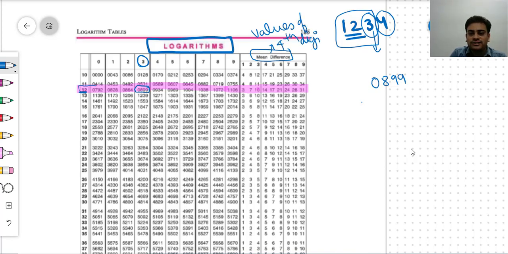4th digit, I am writing the 4th digit, right? So the 4th digit can be anything between 1 to 9. So 1, 2, 3, 4, 5, 6, 7, 8, 9. If your 4th digit is 0, then its value is nothing. Its value is 0 only. Okay. So for the first 3 digits, the value is 0899.